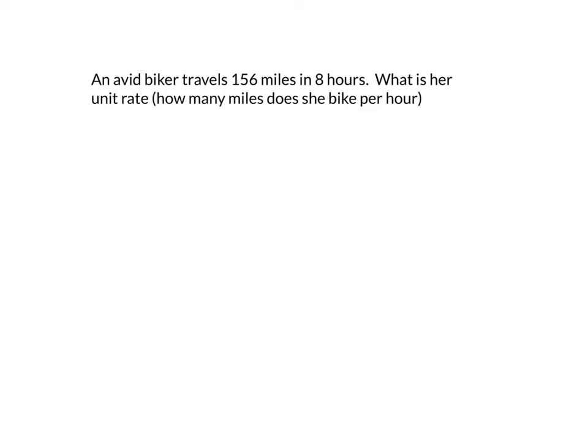Here's another example. An avid biker travels 156 miles in 8 hours. What is her unit rate? Or in other words, how many miles does she bike per hour? If I wanted to, I could write this as a ratio, 156 miles per 8 hours. So it's 156 miles to 8 hours. If I want to change this into a unit rate, I need to divide by 8 over 8 so that the denominator is equal to 1. And then I need to divide 156 by 8.